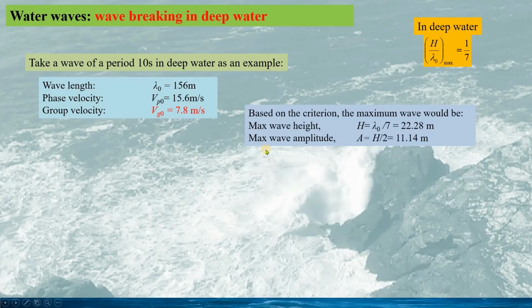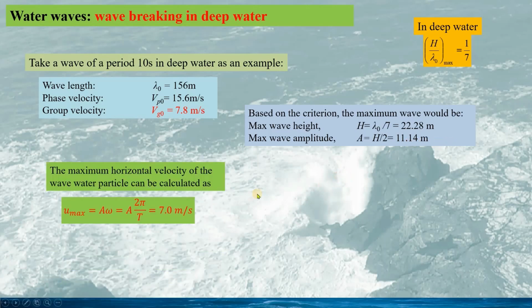And based on the wave breaking criterion, the maximum wave height would be 1/7 of the wavelength, calculated as 22.28 meters. Thus, the maximum wave amplitude would be 11.14 meters. For such a wave, the maximum horizontal velocity of the water particle can be calculated: U max equals A omega, at 7 meters per second.